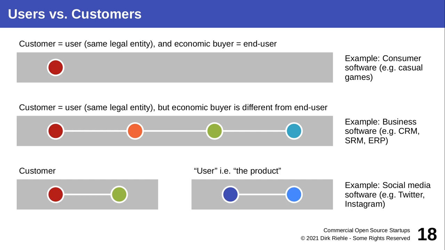With two-sided markets, sometimes there's a clear split. It's very different to look at the user versus the customer. So social media, for example, sells advertising to companies. So there is an end user there, and there is an economic buyer. But then there's a separate type of user, which is sometimes called the product, meaning your attention, that is being sold for marketing purposes to the actual customers of the social media company.